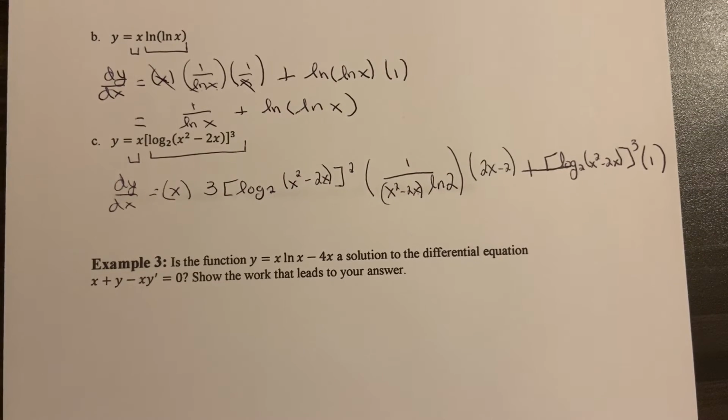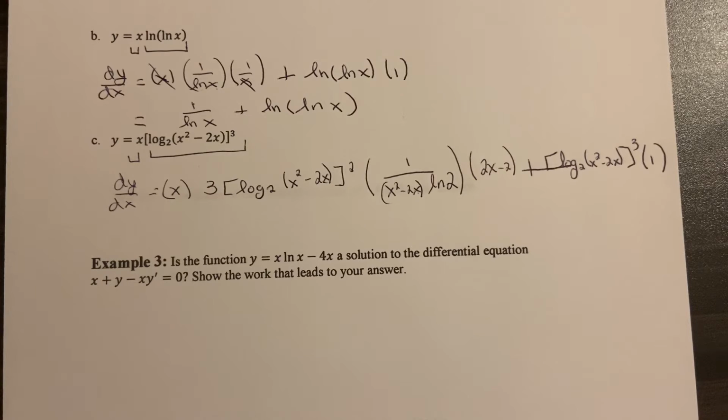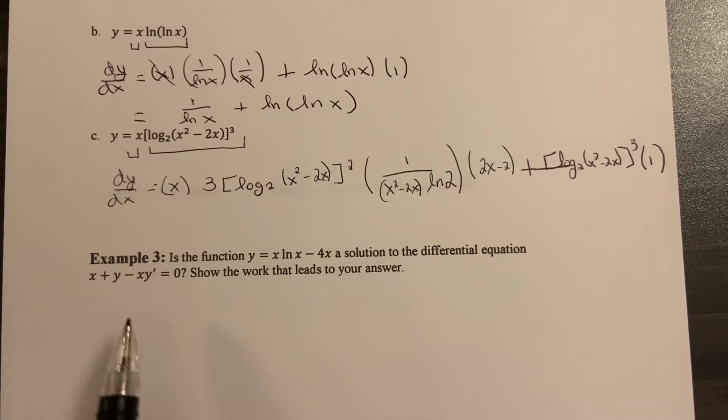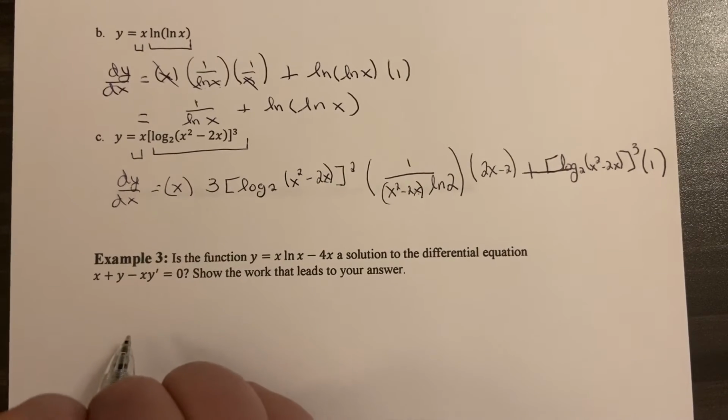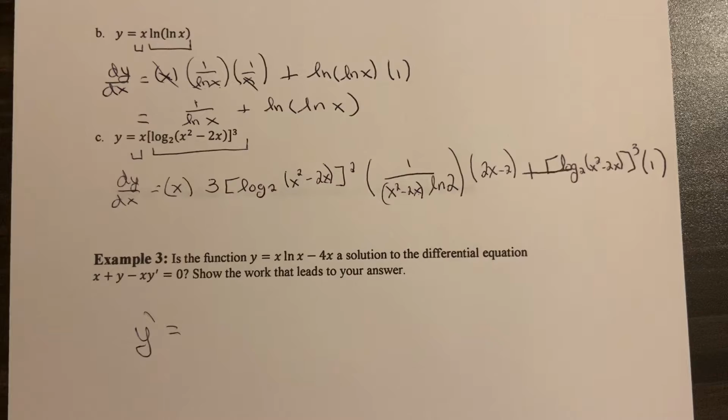So then the next one is just, this example has actually come up on 2 secured exams that I've seen before. It says the function y equals x ln of x minus 4x is a solution to the differential equation. Then they give you this equation to check. So show the work that leads to your answer. So this is what you do. You're going to find the derivative of y, okay? Because you already have regular y.